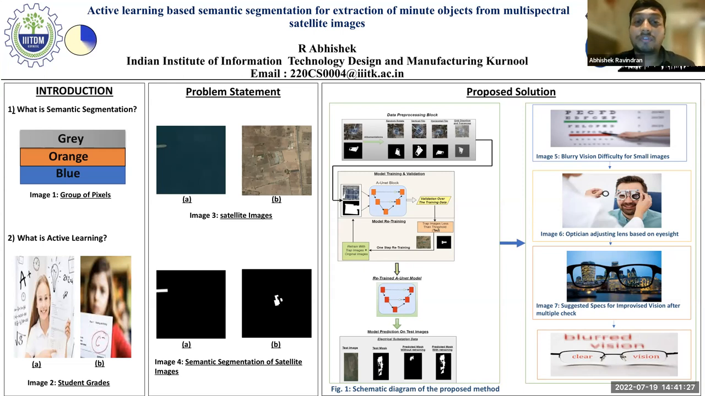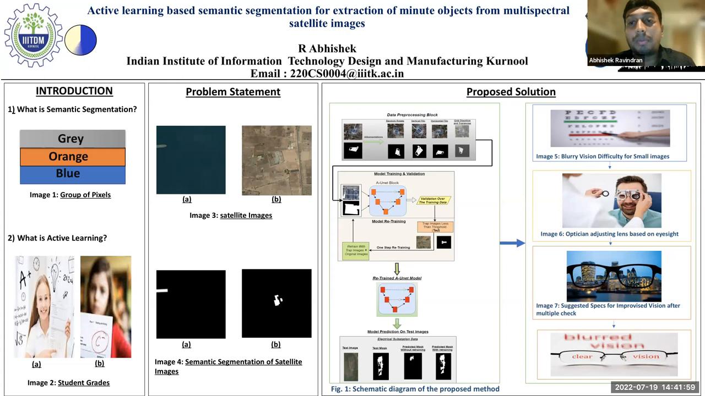Image 3 depicts a set of satellite images, and image 4 is the semantic segmentation performed over those satellite images. So let's get back to image 3, A and B. In image 3A, we can see there are small objects, and in image 3B there is an object, but we still find it difficult to visualize if there is an object or not. Even as humans, we find it difficult to see if an object is present or not. This is exactly the same problem which even the deep learning or machine learning model faces.